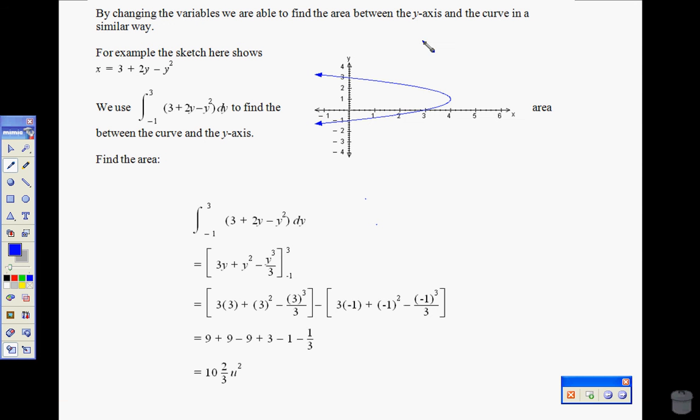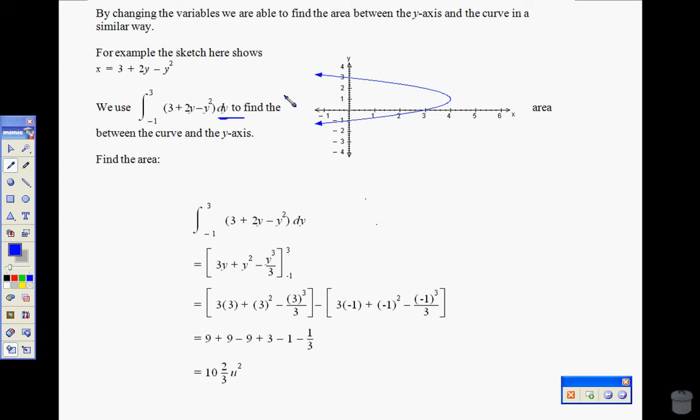This time what we want to look at is finding the area between the y-axis and the curve. When we've got a curve that looks like that, we can do it exactly the same way as we've done with the x-axis. If we're finding the area to the y-axis though, what we're going to have to do is integrate with respect to y. So that's really the main thing that changes.